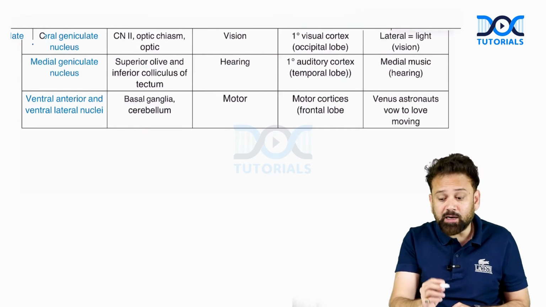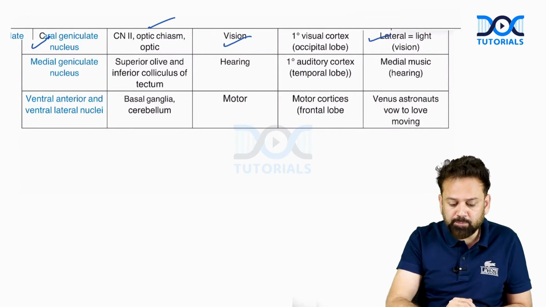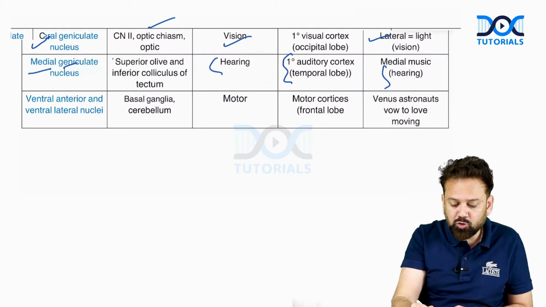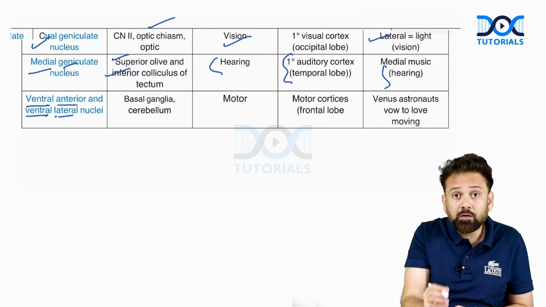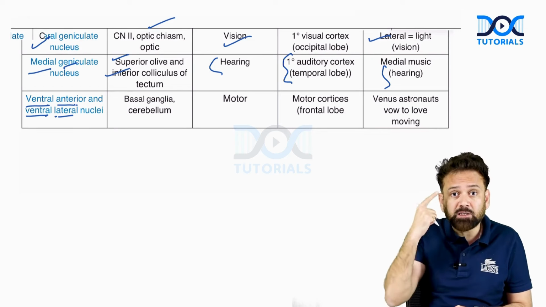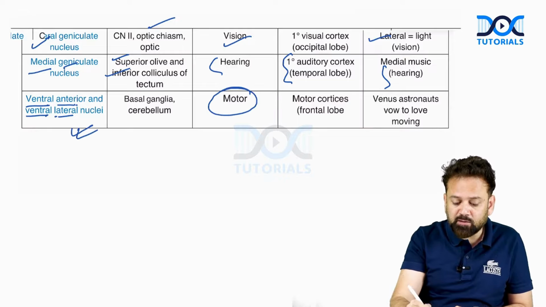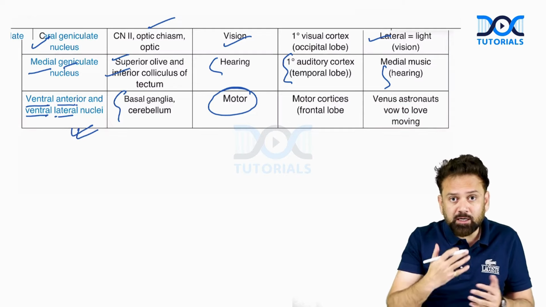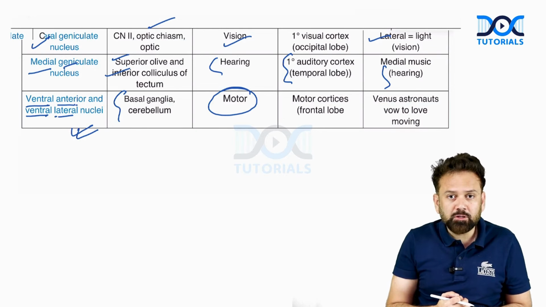Now lateral geniculate body. L for light. So it is for vision. Optic chiasma, optic nerve. You know the pathway. Medial geniculate body. M for music. Hearing. Superior olive, inferior colliculus. Now, this is important. Ventral anterior and ventral lateral. Which nucleus of the thalamus is involved in basal ganglion? Motor. These are the only nuclei involved in cerebellum and basal ganglion that are motor. So this is all about neurophysiology. Thank you.